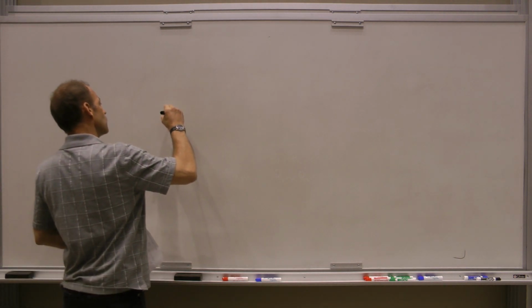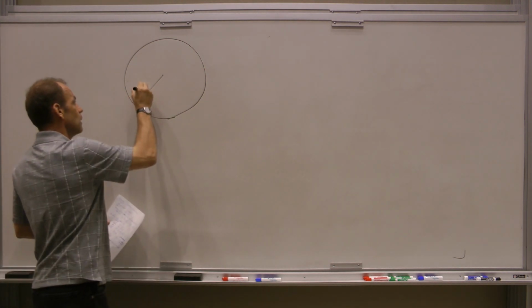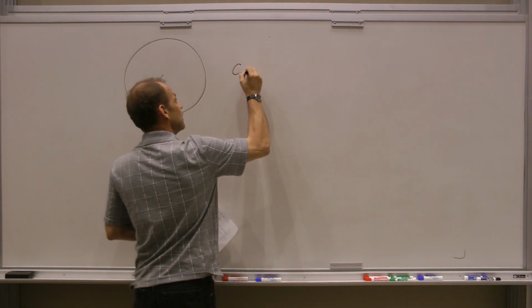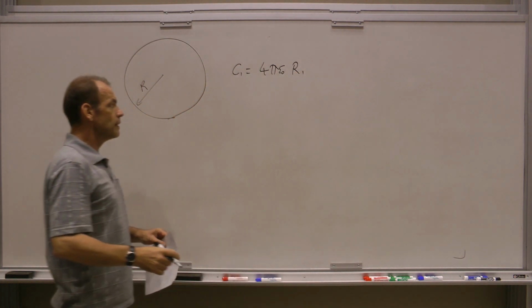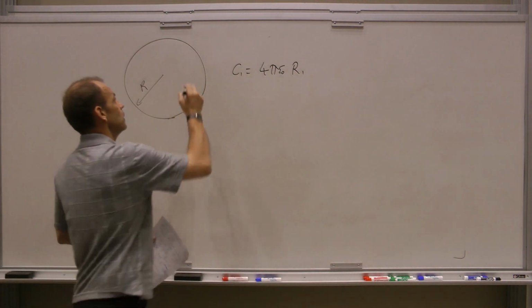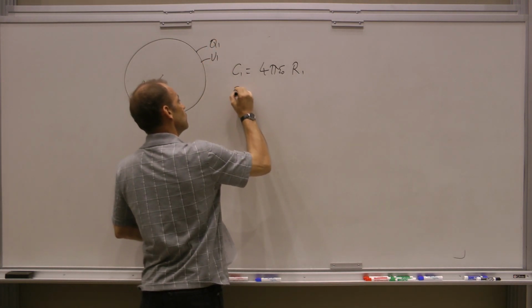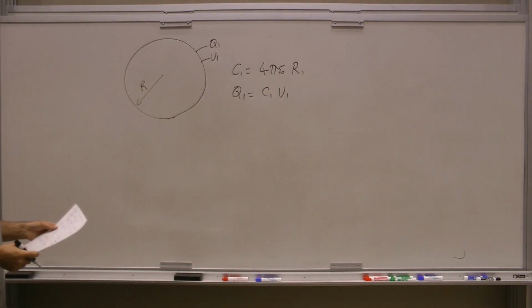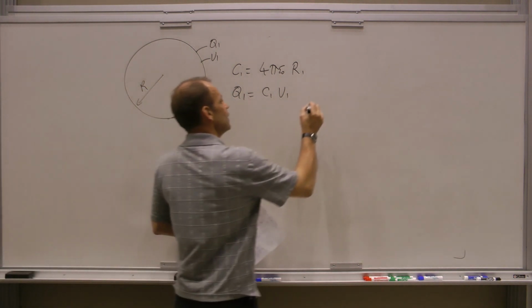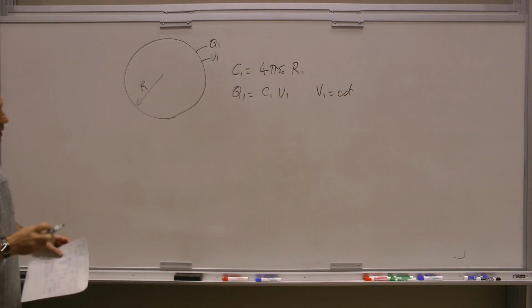So consider again a spherical capacitor. You're going to take a radius R1, and it will have a certain capacitance C1 like we saw earlier on, 4 pi epsilon 0 R1. And this capacitor is being charged. It's holding a certain charge Q1, and of course at a certain voltage V1. So I would have Q1 equals C1 V1. Nothing new about that. And I'm holding this voltage V1 constant. It might be connected to a battery, for example. That's what I want to do.